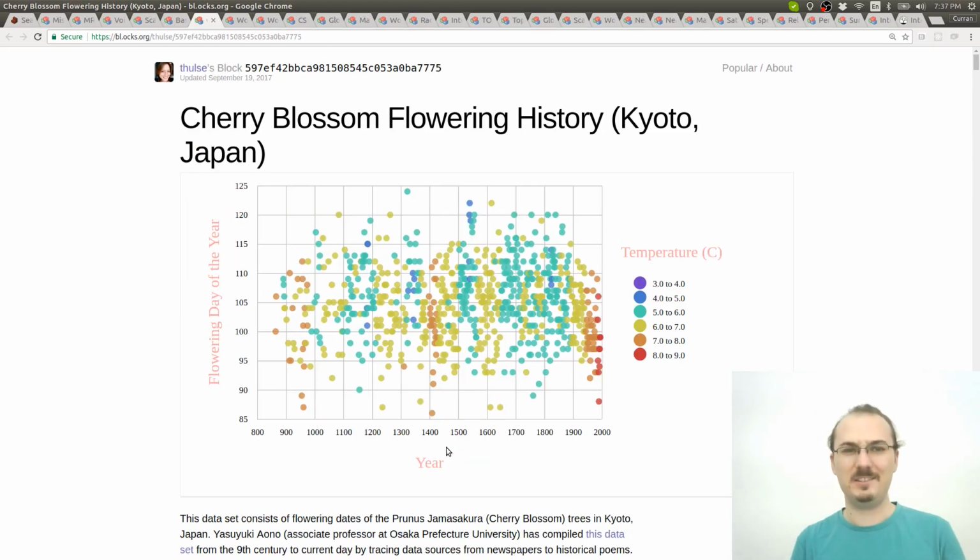This one's really nice too. I saw it, I'm like, oh man, that's so cool. Cherry blossom flowering history. And I saw recently some company made almost the same visualization. It was making the rounds on Twitter, and I thought, hey, my student did this first.